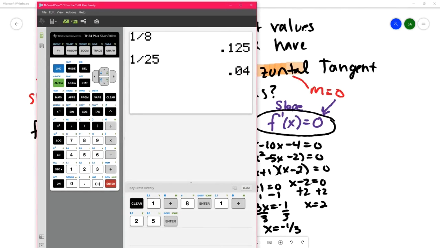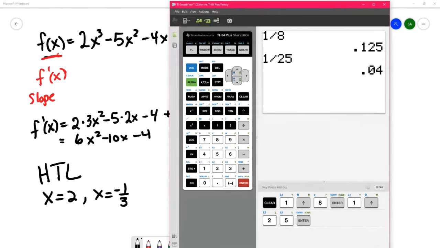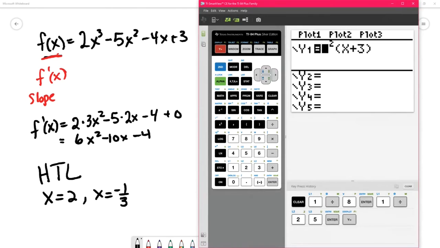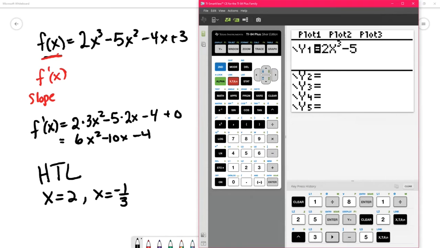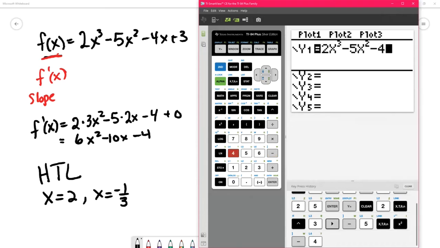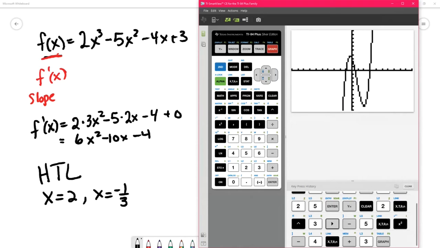So I get my calculator out, and in my y equals menu, I'll type the function 2x cubed minus 5x squared minus 4x plus 3. We'll take a look at the graph, and maybe we'll take a screenshot of this graph so we can draw on it.